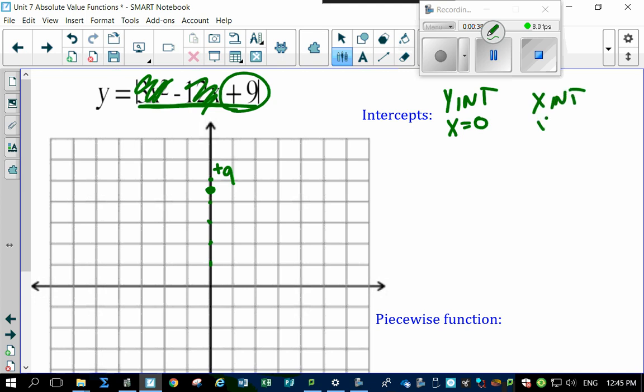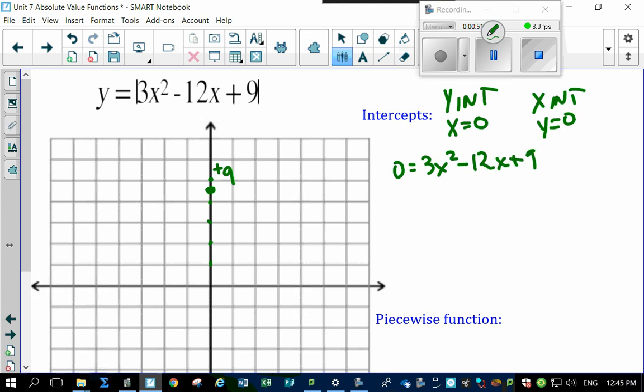And that again happens when y equals 0. So we're going to have to factor this thing. All right, so first things first, you've got y equals 0 equals 3x squared minus 12x plus 9. Take out a 3. Okay, 3 is gone, leaving you an x squared minus 4x plus 3.